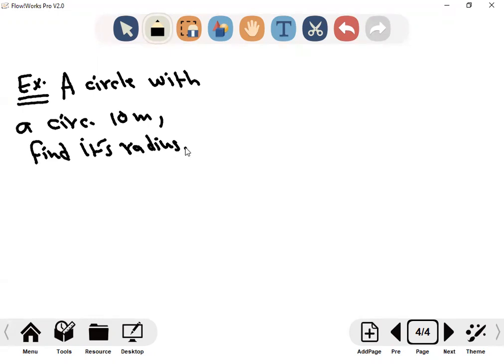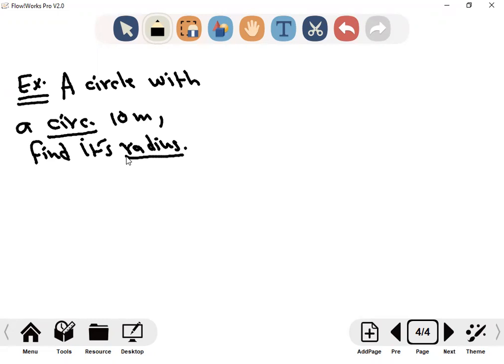Here we have a circle. The given information is what? 10 meters, this is what? Circumference. The circumference is given, right? What's wanted from the question? The radius, right? So the question gave me the circumference, and they wanted from us to find the radius.